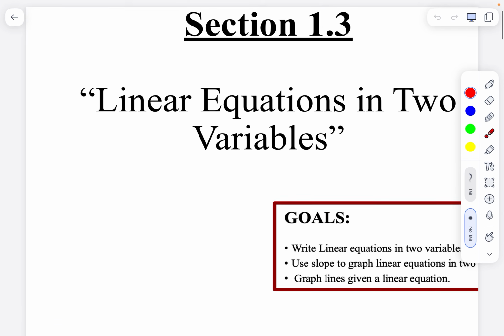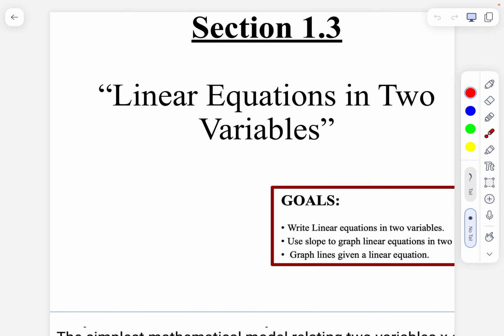All right, so guys, section 1.3, we're going to be talking an awful lot here initially about linear equations in two variables. And admittedly, I probably went a little too far or talked a little too much last period about linear equations. I think that we're going to be pretty confident with linear equations. We're pretty good with those.